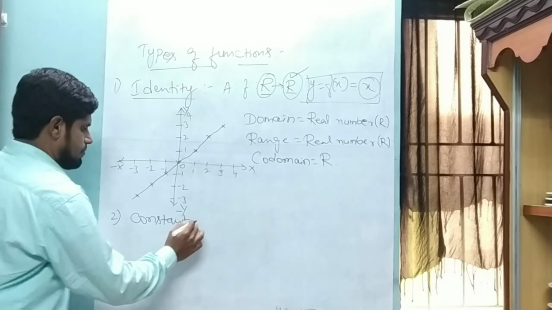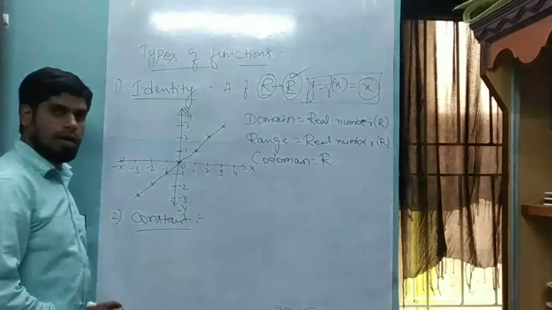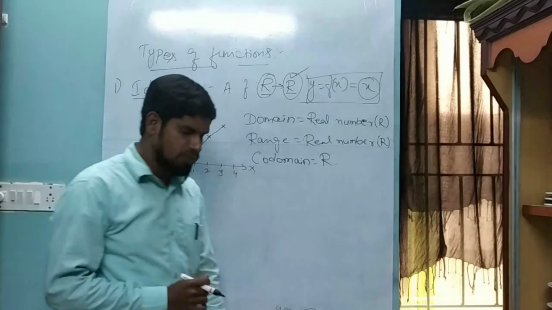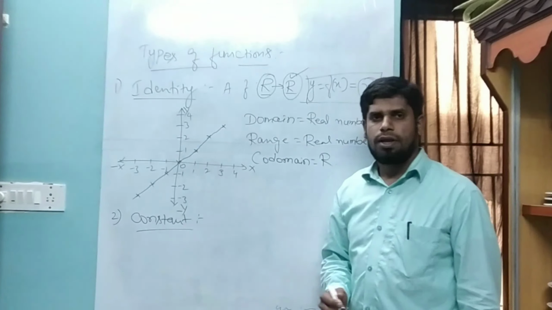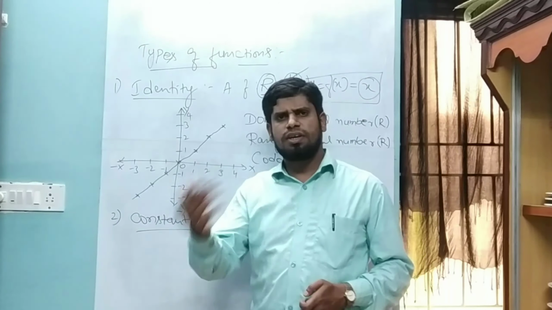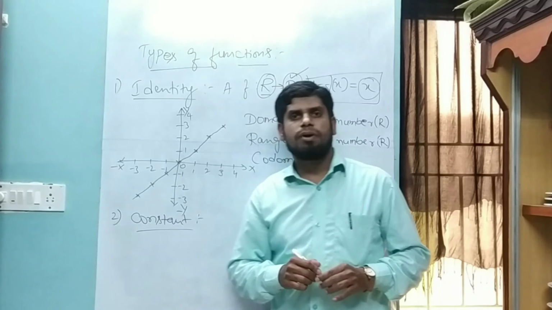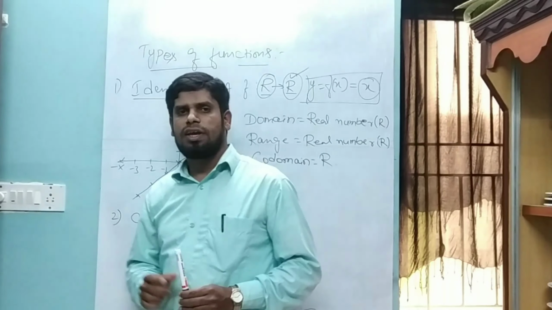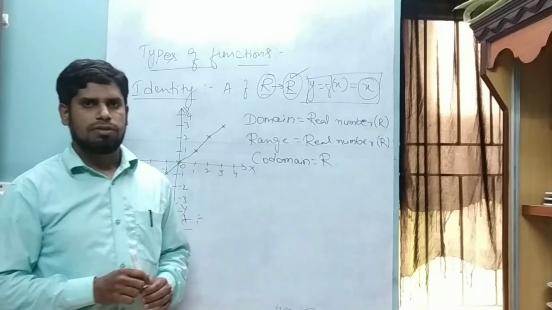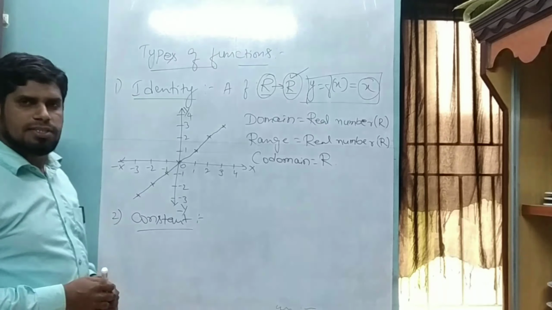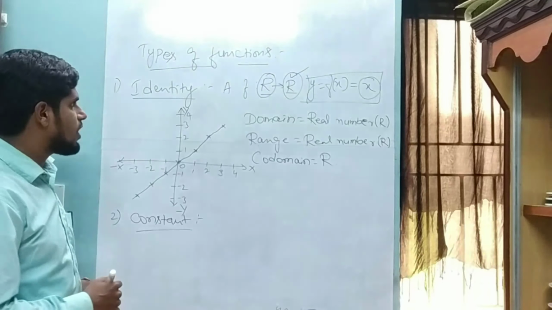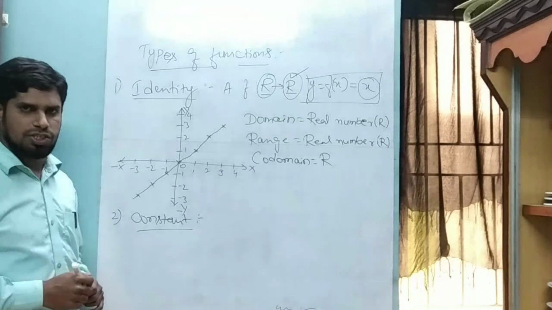Constant function. Constant means what? It is a fixed number. It means whatever input we want, we can give, but the output is always a fixed constant. So the output will never change. That kind of quantity is called a constant. Let us see how we can define it in functions.